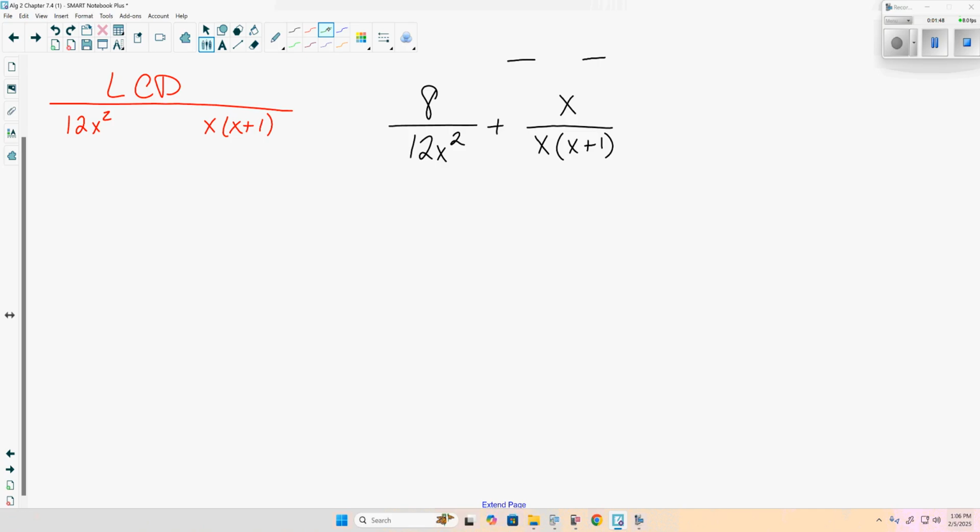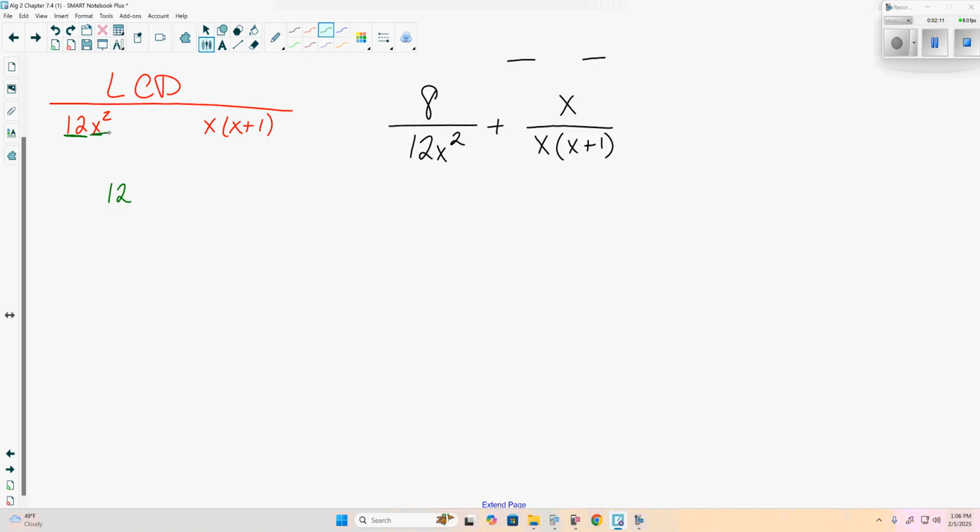So we have two denominators that we're trying to get to be the same, 12x squared and x times x plus 1. So we can start with our number. And one of them, well, we have 12. The other, we just have 1. So part of the least common denominator is going to have to be 12. That's kind of nice. We're not trying to compare two different numbers.